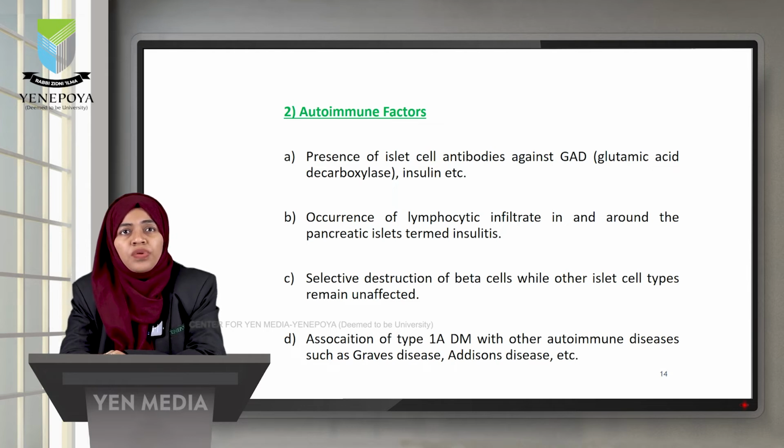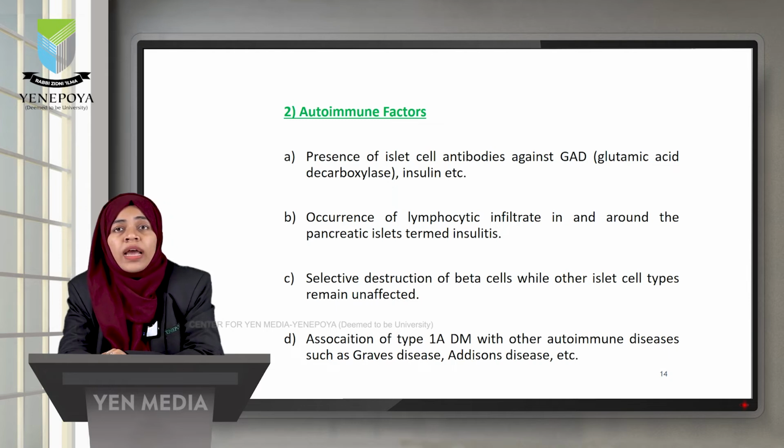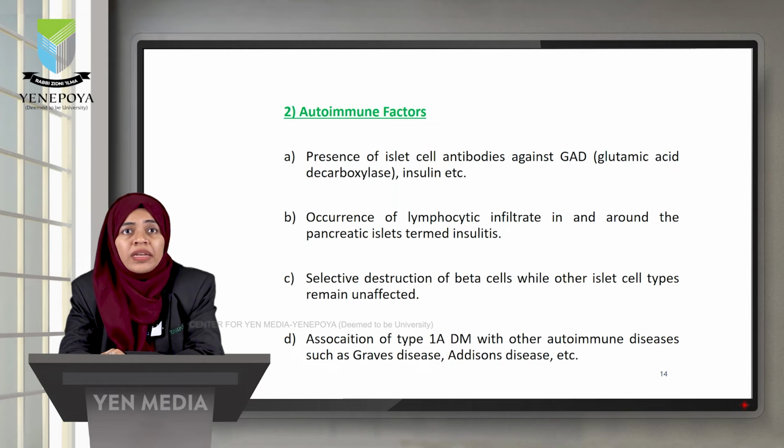Here, there is the presence of islet cell antibodies against glutamic acid decarboxylase, GAD. GAD is mainly involved in nerve functions, but it is also highly effective in the production as well as regulation of insulin action in the body. So, whenever there is a presence of islet cell antibody against GAD as well as insulin, it will cause type 1 diabetes mellitus.